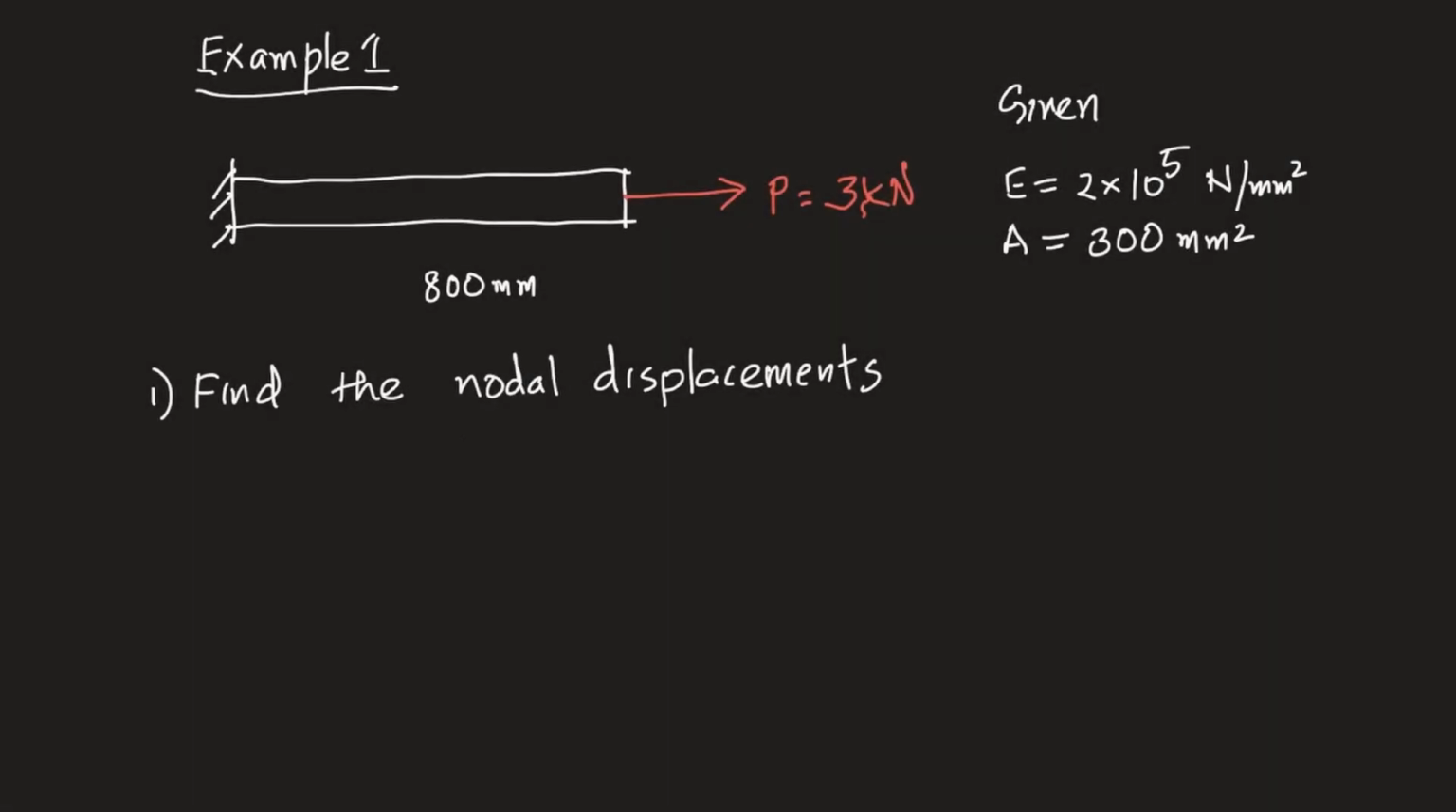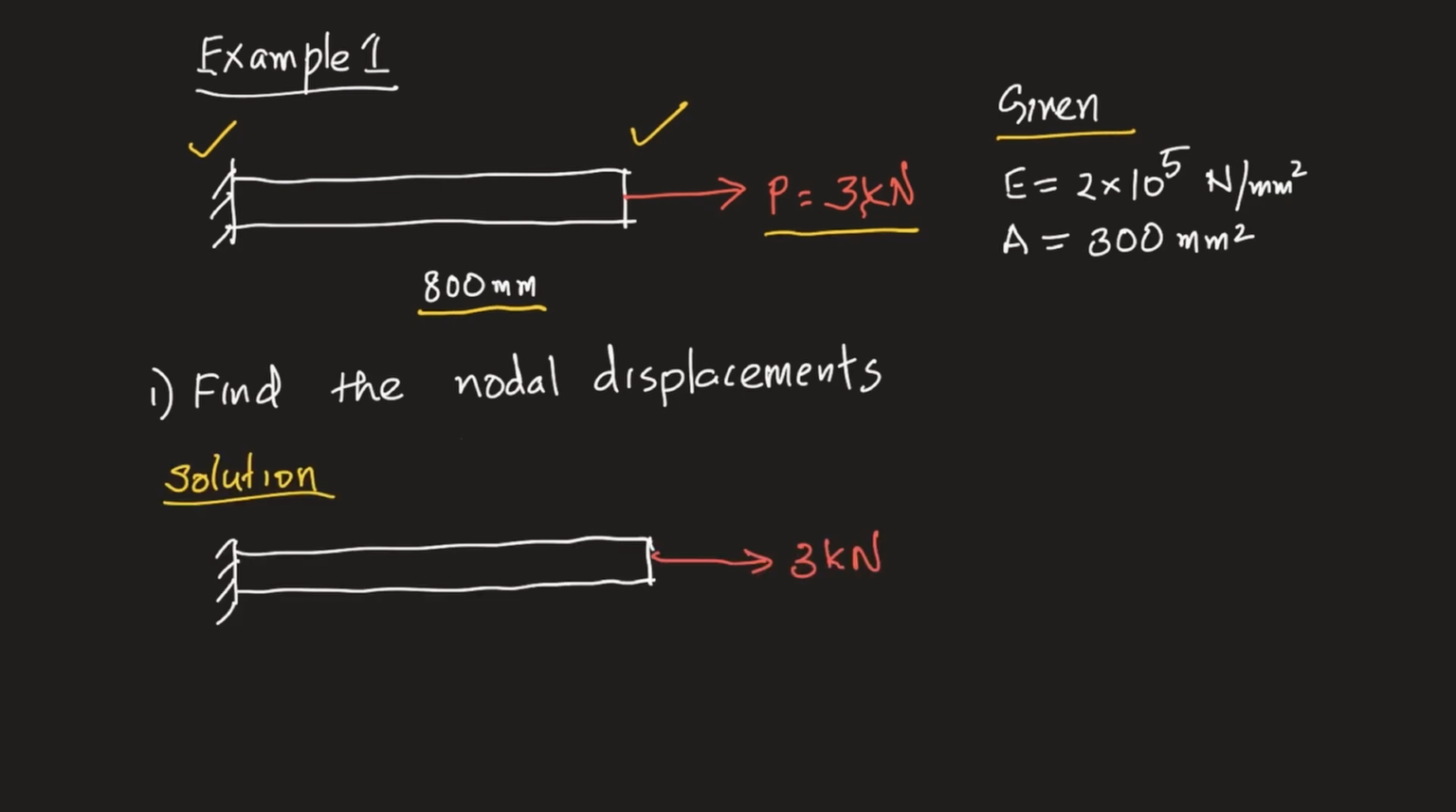Now let us solve a problem. The problem is we have a bar of length 800 millimeters. This is fixed at one end and it is loaded at the other end with a force P equal to 3 kilonewtons. What is given is the value of Young's modulus E equal to 2 into 10 raised to 5 Newton per millimeter square, and the cross-sectional area A equal to 300 millimeter square. What you need to find is the displacement values.